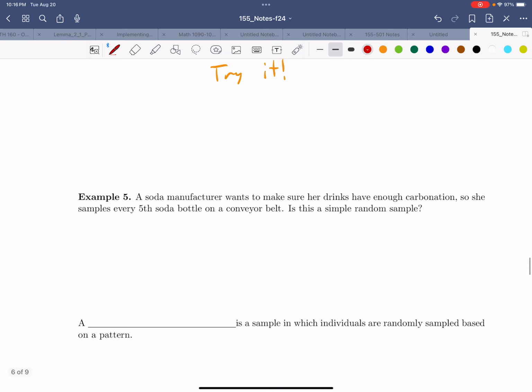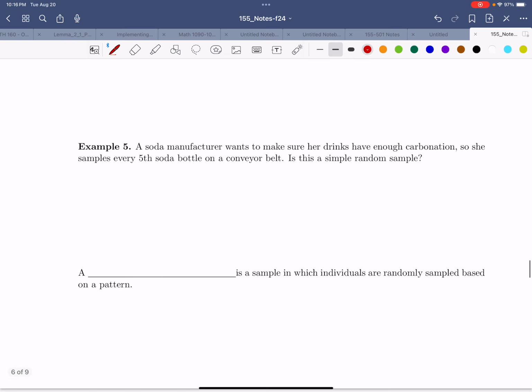Right. And here's a cute one. You often see this kind of sample on conveyor belts, right? Soda manufacturer is doing some drink testing, looks at every fifth soda bottle. You might think that's a simple random sample, but it's actually not quite. It's not truly random, right? Whichever soda bottle you choose first, that determines the next soda bottles that you're going to be sampling. Not that it's not random, it is, but it's not a simple random sample.